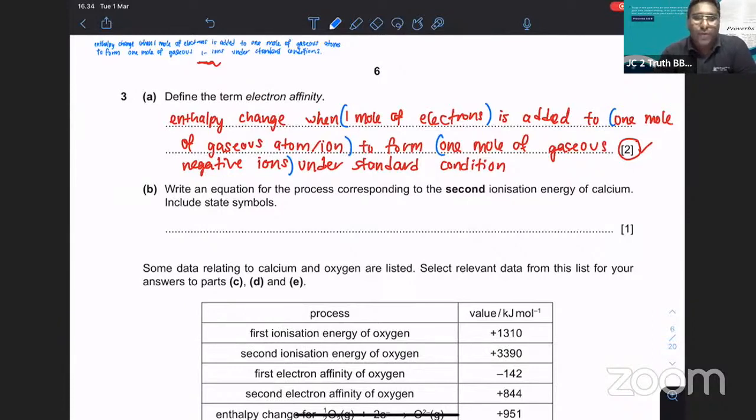So if you include the state symbols over here, second ionization energy of calcium. It means the first electron you already removed. So it is going to be Ca+, and you are removing another electron, so Ca2+ gas, and then you have electrons. So this is going to be the second ionization energy of calcium. Make sure the gaseous state is shown. If you don't show it, you are not going to get the mark.